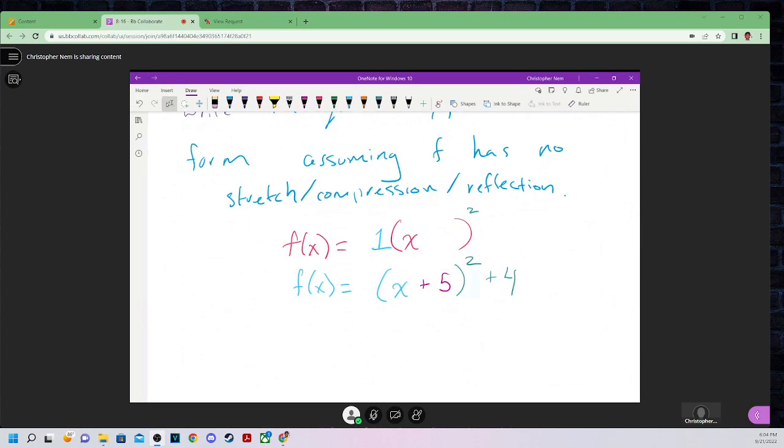Now, if I said there was a vertical stretch of 3, you would put 3 over here. If I said there was a vertical compression of 1/3, you would just write 1/3 here. If I said that you had a horizontal compression of 1/2, you would do 2 in the parentheses with this right here. So you have to be careful on what you're doing.